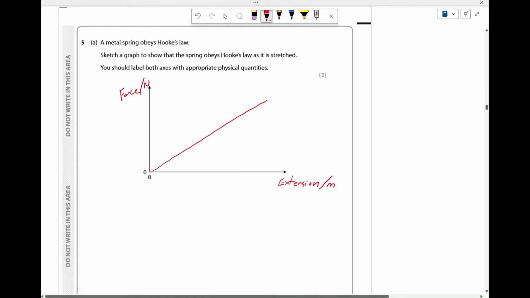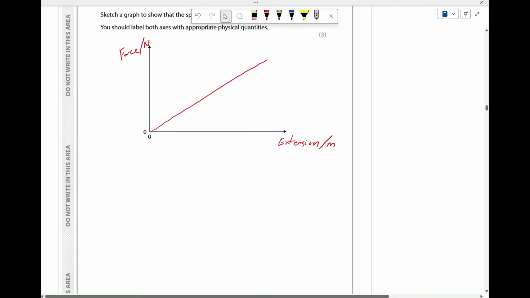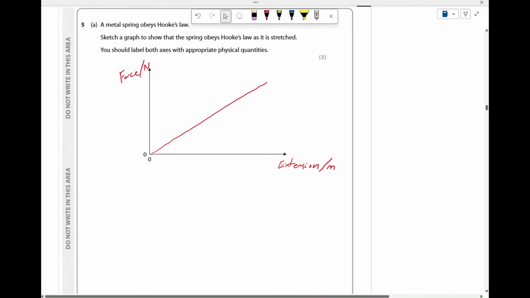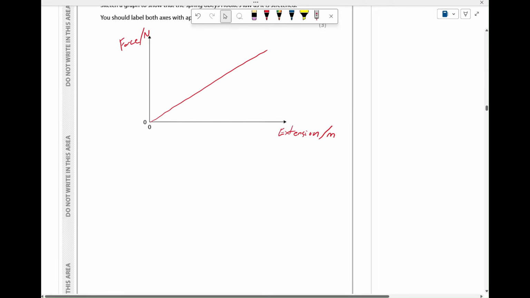It's directly proportional. What does that mean? It means it's a straight line going through the origin. Do that with a ruler in your exam. Should label both axes with physical quantities. Lovely. I think we've got that there.